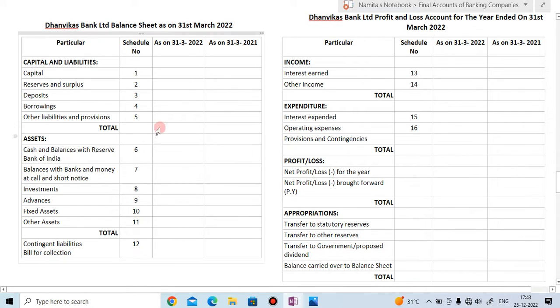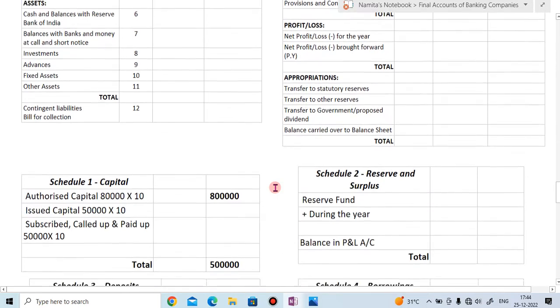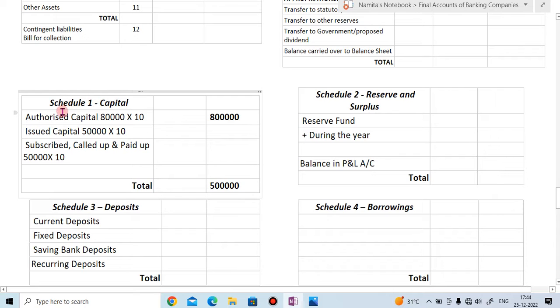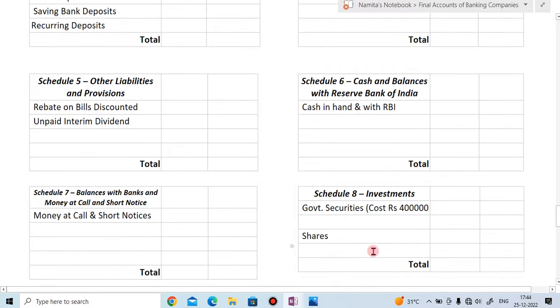Now you will see in front of capital there is a schedule. Okay, so each schedule, like the capital schedule number is 1. So for every liability and asset, separate schedules are to be prepared. Okay, so schedule 1, schedule 2, schedule 3 deposit. So in this way you have to prepare individual schedules also.